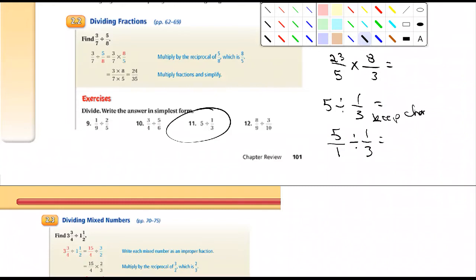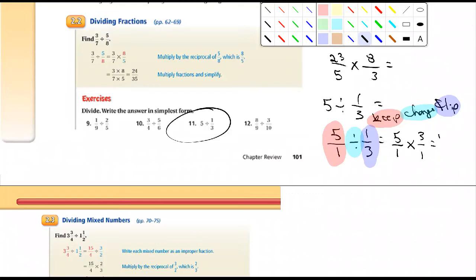Keep, change, and flip. So you keep the first part of the problem the same. You change it from division to multiplication, and then you flip the last part. So I could rewrite this as 5 over 1 times, because remember, we're going to change it from division to multiplication, and then I flip it to 3 over 1. And now I'm simply going to just multiply straight across, because I can't do any cross-canceling.